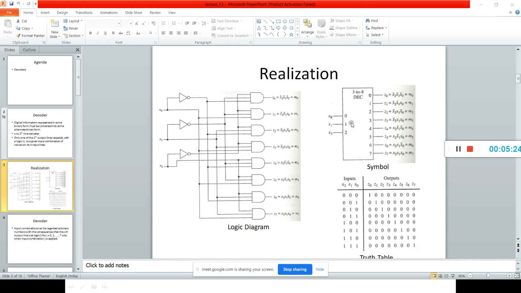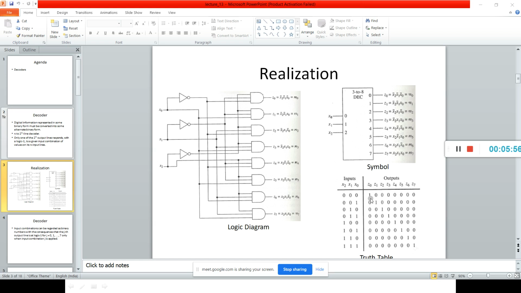The functionality of this is that the decoder represents the binary form in some other alternate binary form. That is, 0 0 0 means the first line, Z0, will have output 1. Similarly, 0 0 1 means the Z1 output line will have 1, and all other output lines will have logic 0. What is this? It's an active high decoder, because its output is 1.